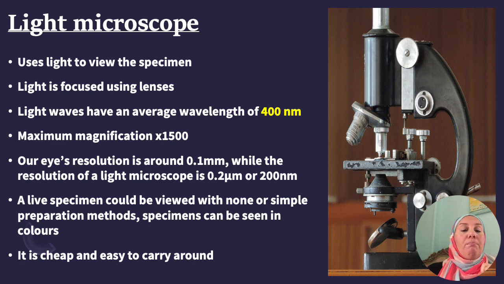Also an important number is the maximum magnification of a light microscope. Some books say it's 1,000 times, some books say it's 1,500. Well, it must be according to the type of microscope that you're using. So this is another important number to remember. Your eye's resolution is around 0.1 millimeter, while that of a light microscope is 0.2 micrometers, or to put it in a different unit, 200 nanometers.